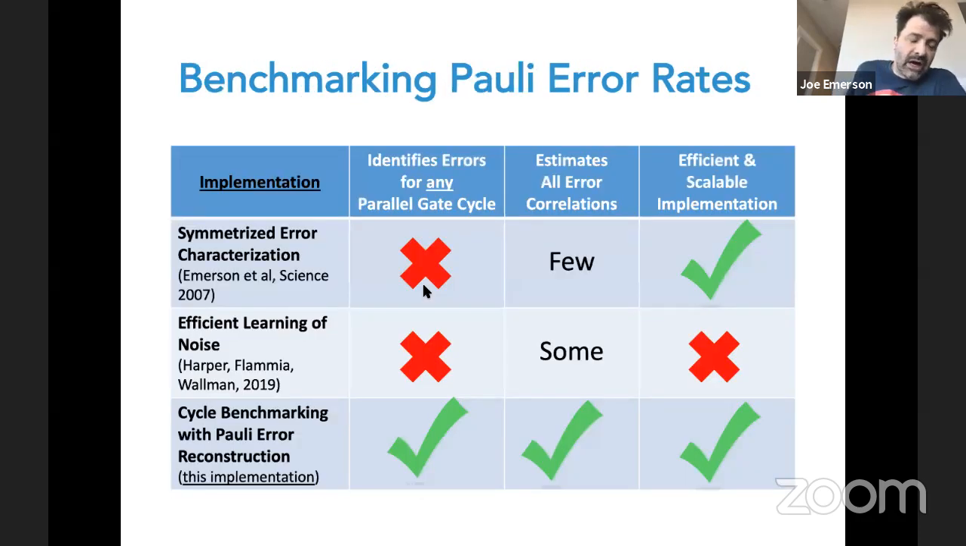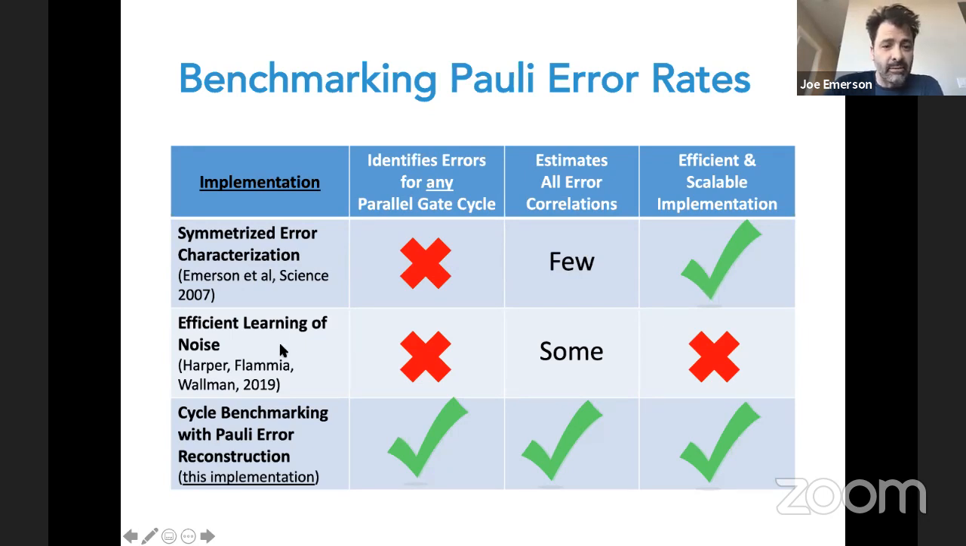So in terms of tools for assessing these error diagnostics, the point now being that cycle benchmarking recovers the errors in this stochastic picture. I've tried to convince you with randomized compiling, those are the errors relevant to the in vivo performance. There's this tool called symmetrized error characterization, which we proposed back in 2007, which really imagines some abstract error channel. It could look at some correlations. It was efficient and scalable.